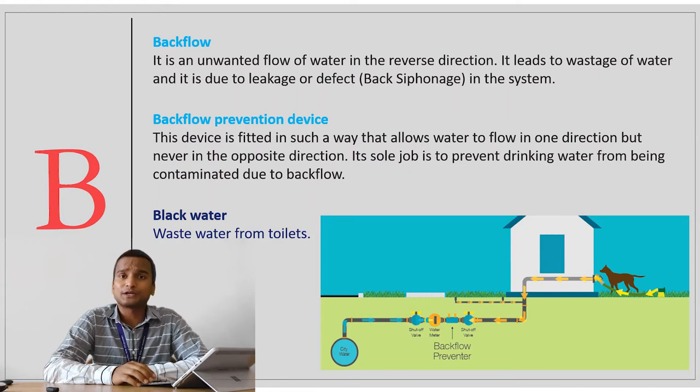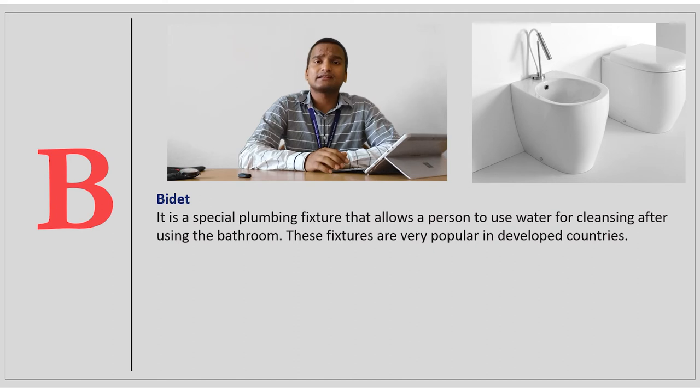Then comes black water. Black water we all have seen in the public drains outside our house. That is black water. So we can say that it is the wastewater from toilets. Then comes bidet. And bidet is actually a special plumbing fixture that is used by a person after using the bathroom for cleansing. And these fixtures are nowadays very popular in developed countries. So in the image you are seeing a bidet installed beside a water closet which is covered here.